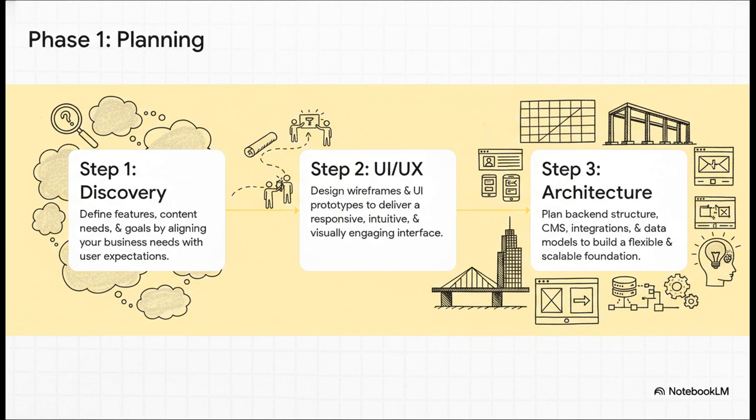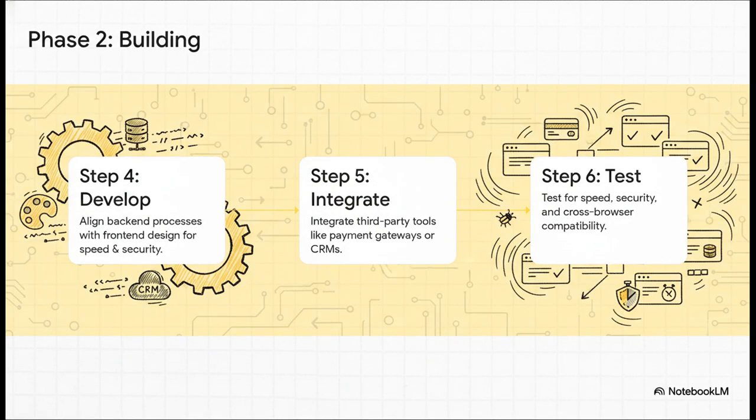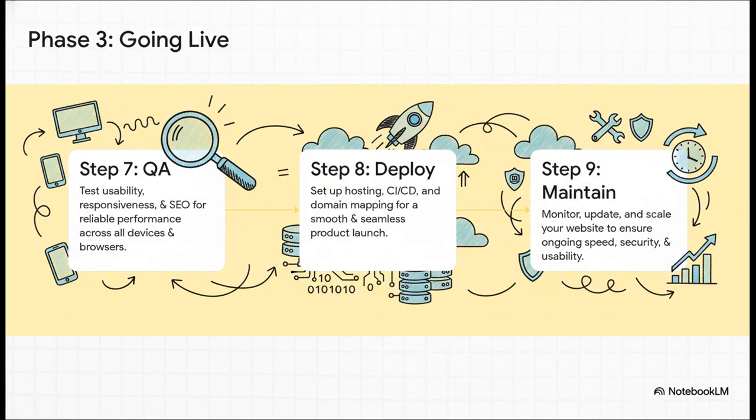It has to be solid. Once that solid plan is in place, it's time for Phase 2, the actual build. This is where the developers finally get to write the code, both for the front end, which is what you see, and the back end, which is what makes it all work. This phase also involves plugging in other essential tools, like payment systems, and of course, testing, and more testing to make sure nothing breaks. And at last, Phase 3, going live.